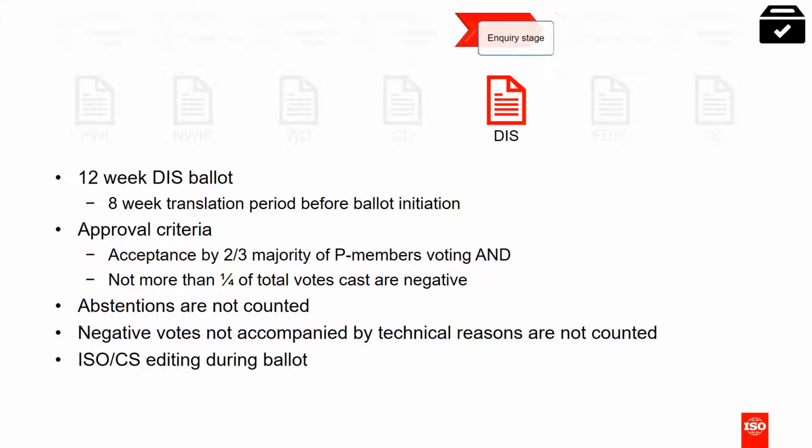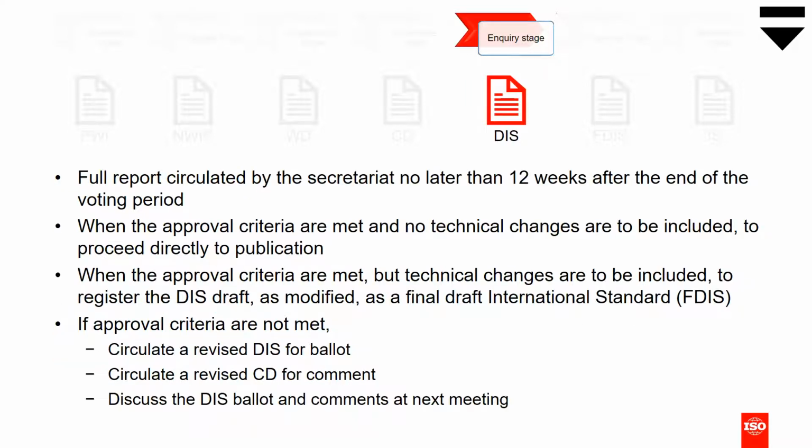ISO Central Secretariat edits the document during the DIS ballot so that it will be in good shape for publication after the ballot, and so that any serious concerns can be picked up before the final stages. After the ballot closes, the Secretariat has a limit of 12 weeks to circulate the report of voting. The document will go straight to publication if the approval criteria are met and there are no technical changes to be made.